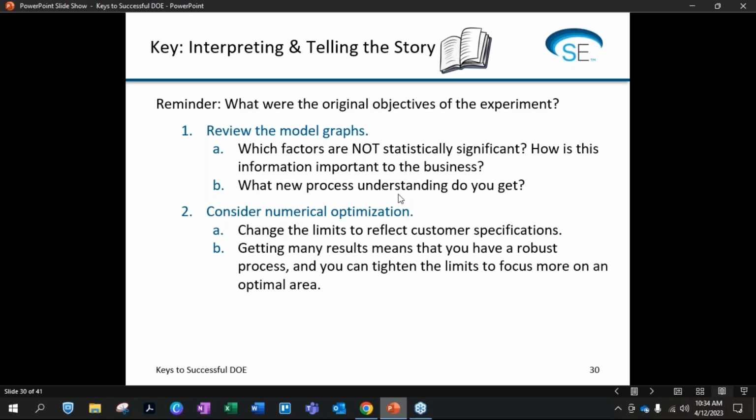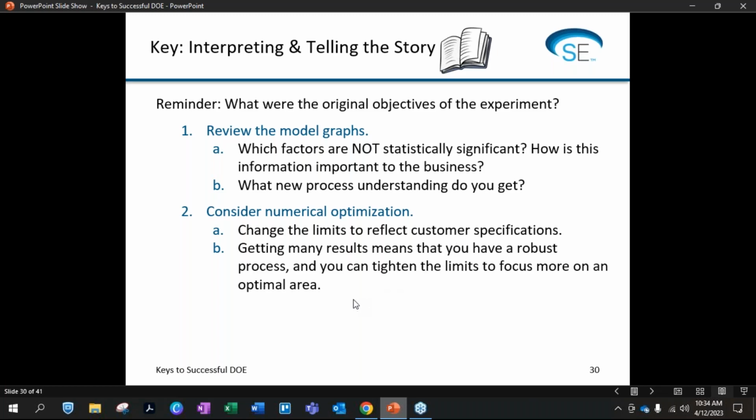Once you've looked at the graphs a little bit, then consider using numeric optimization. And numeric optimization is not what you always need to get to. There's often a lot of process understanding that you would overlook if you only use numerical optimization. So review your model graphs first. But then if you're going to look at numerical optimization, change those default limits to reflect customer specifications.